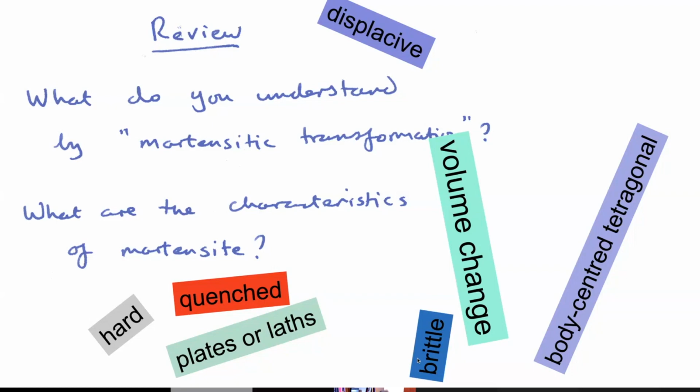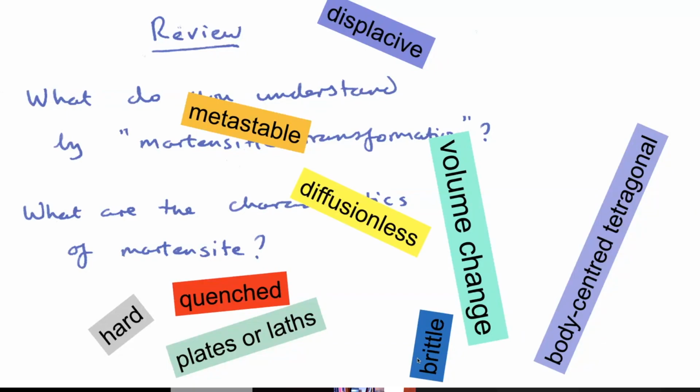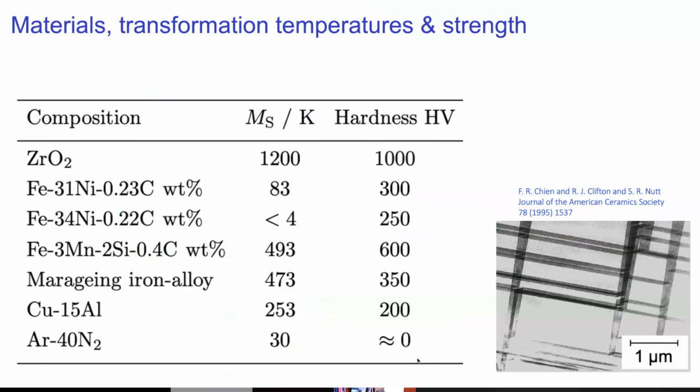It has a crystal structure which is body-centered tetragonal in steels. It is metastable. We've already described that, because it deviates so far from equilibrium, if you heat it up, it will tend to change because you allow atoms to go towards equilibrium. And it's diffusionless. Okay, let's challenge each one of those aspects first.